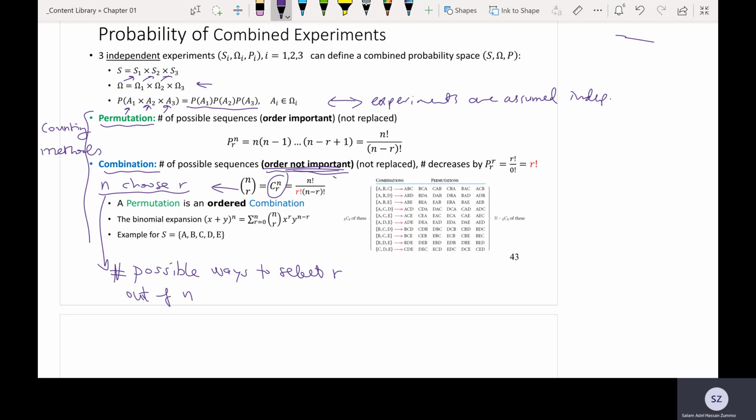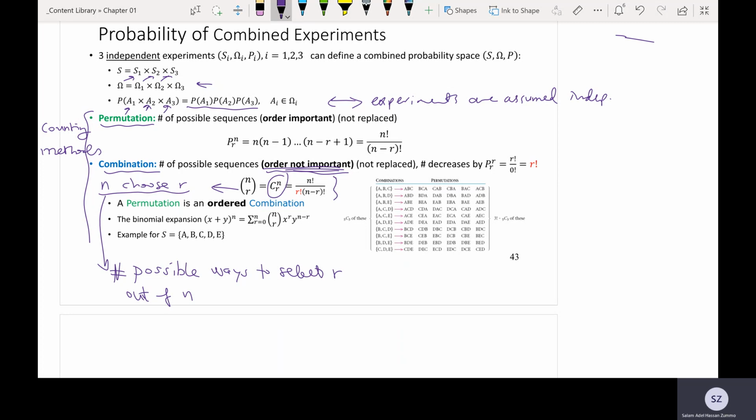And what is it equal to? Its equation is known: n factorial, where n factorial is n multiplied by n minus 1 multiplied by n minus 2 down to 1, divided by r factorial multiplied by n minus r factorial. This is in many calculators already. However, we need to understand how it is done. Now this is if order is not important.